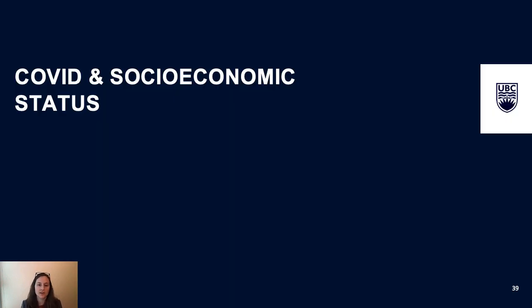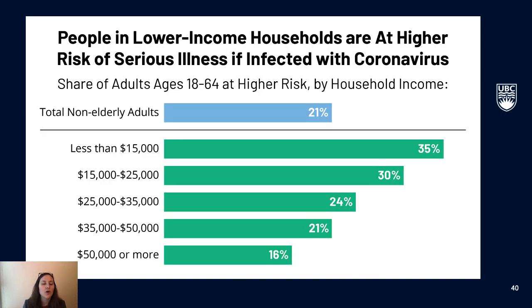We'll discuss COVID and socioeconomic status, how COVID plays out in ways organized by class. We see here people in lower income households are at higher risk of serious illness if infected with coronavirus. So how does one's class affect things like your ability to self-isolate, your ability to work from home, or your ability to access medical supports?